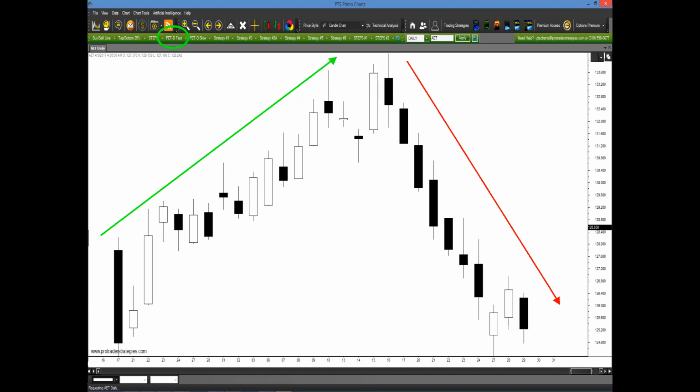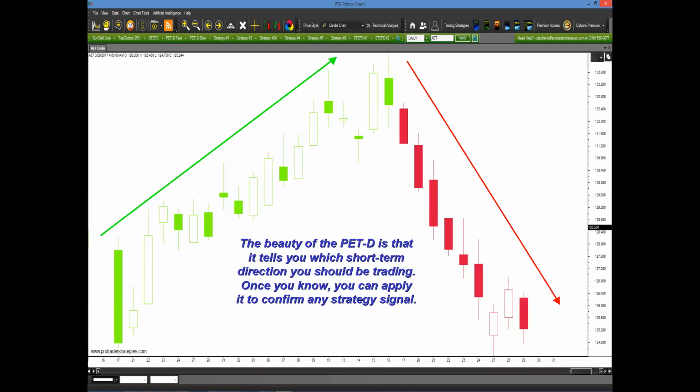Well, on our platform, we simply click on the PET D in the upper green strategy tab, and the bars magically turn from green to red. If you see a series of green bars, the market wants to go higher. Once it changes to red, it's telling you the market wants to go lower.